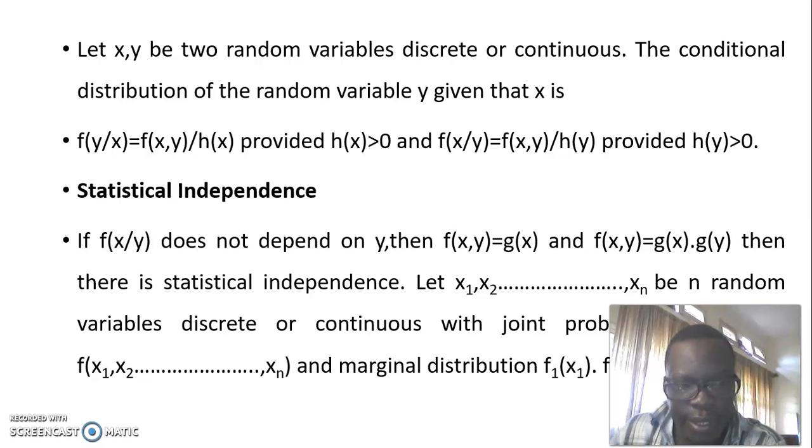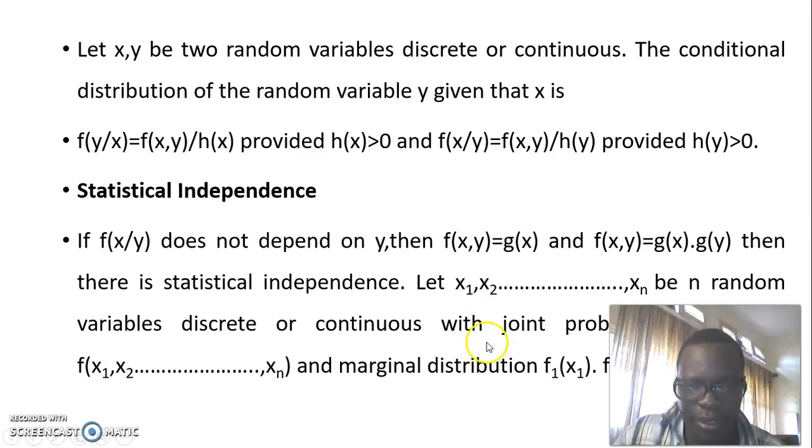What is statistical independence? Statistical independence refers to a situation where, for any joint distribution f of x, y, it is defined by the product of the marginal distribution of x and the marginal distribution of y, we say that they are statistically independent.